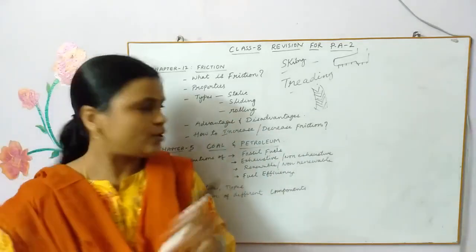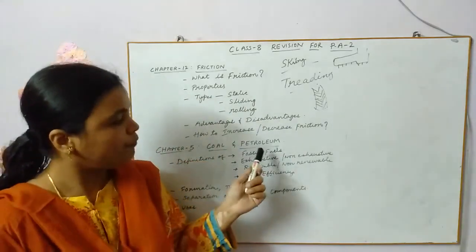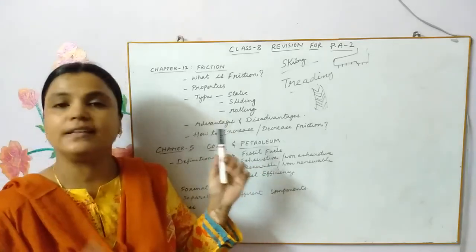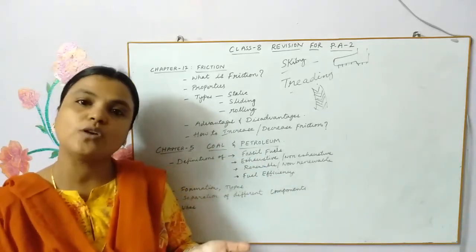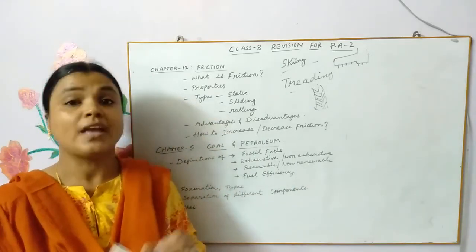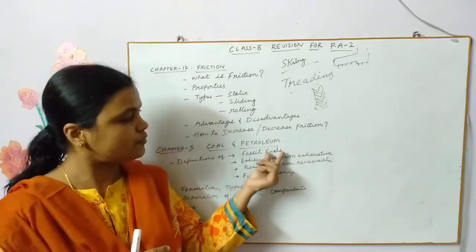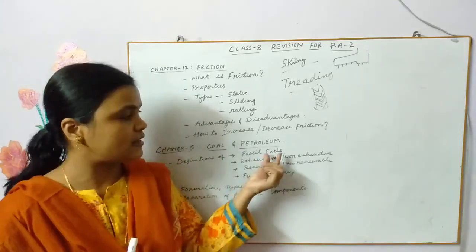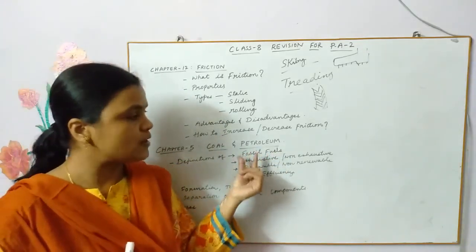Coming to the next chapter, coal and petroleum. It's another interesting chapter that we have learned so far, and if you remember, we started our lesson with the definitions of a few things, like first of all fossil fuels. So what are fossil fuels? First of all, what is a fuel? It burns in the air and produces energy in the form of heat. That substance which burns and produces heat is called a fuel.